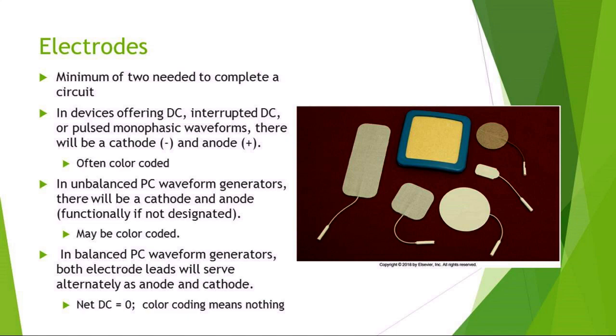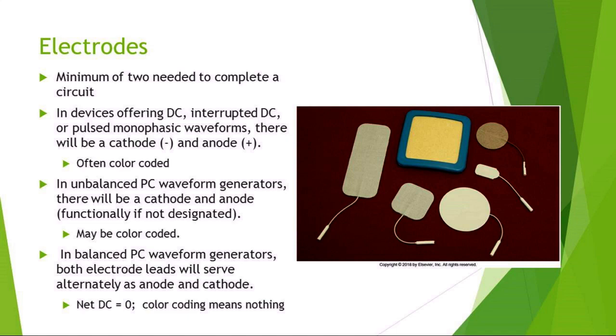So if one of the electrodes falls off, no current is flowing. You're not going to have a circuit. So that's probably the least dangerous situation if one electrode falls off. If one comes off partially, that's a little more dangerous because the part where the one that's partially off is touching has a higher current density, and it can cause a burn or skin irritation. So for devices that do direct current, there's going to be a cathode and an anode. They're often color-coded.